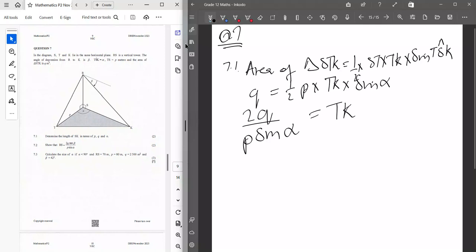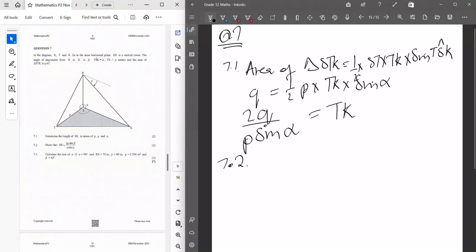Okay. TK is 2Q over P sine alpha. That is our answer. Perfect. 7.2. Show that RS.